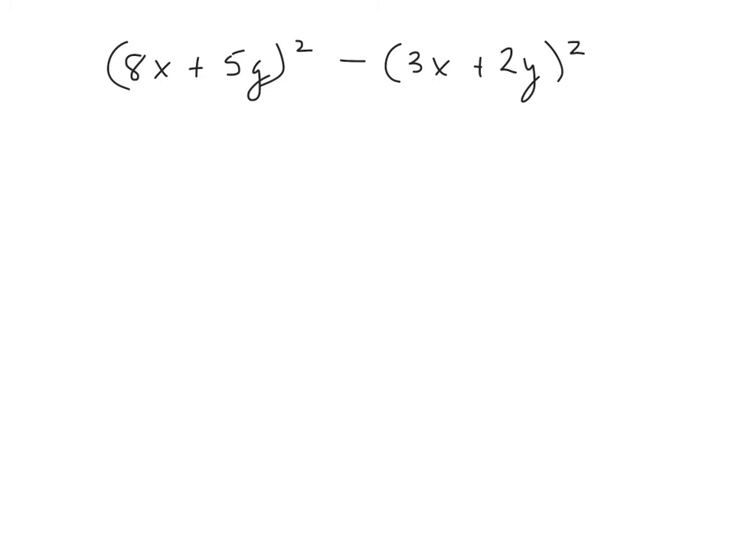So let's begin with (8x + 5y) squared minus (3x + 2y) squared. Whoops. Okay, so this is again the difference of two squares.